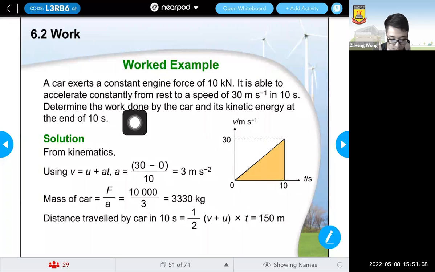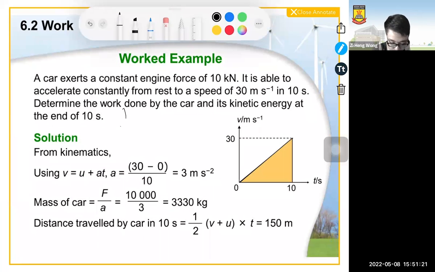So they ask you to determine the work done by the car and its KE at the end of 10 seconds. Okay, so maybe let me write down a little bit more in terms of the breakdown. Work done, you do force times distance. Kinetic energy, you do half mv square. In terms of the force, you know the force. In terms of the speed, you know the speed. What you need to know is the mass and the distance traveled.